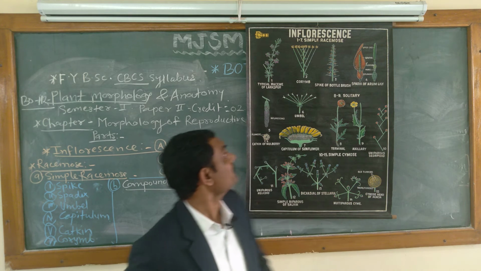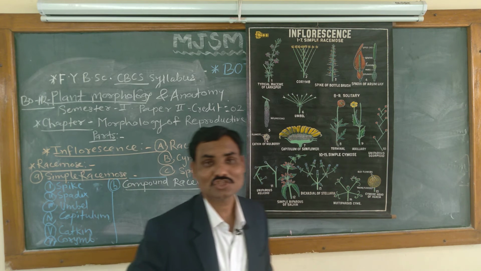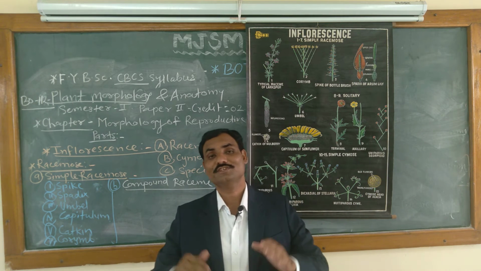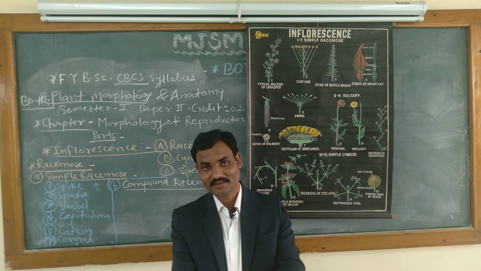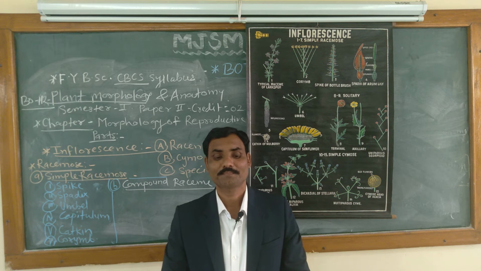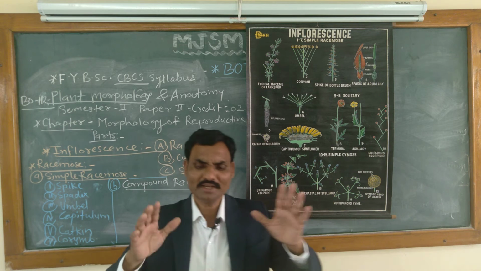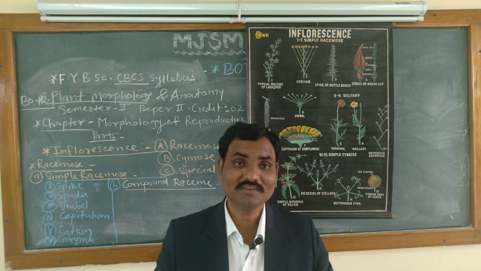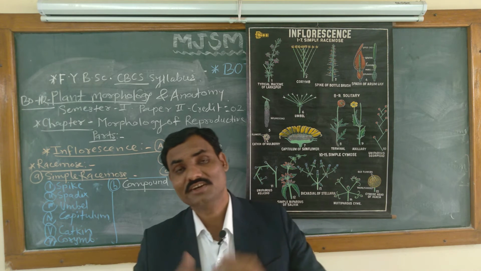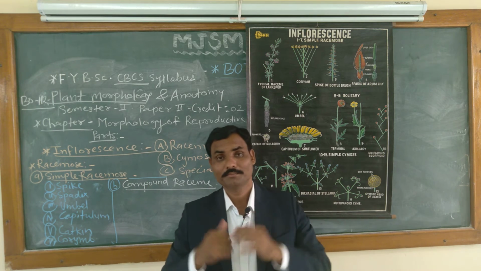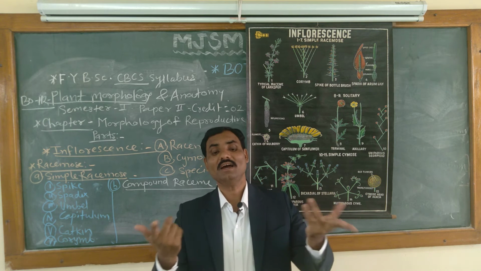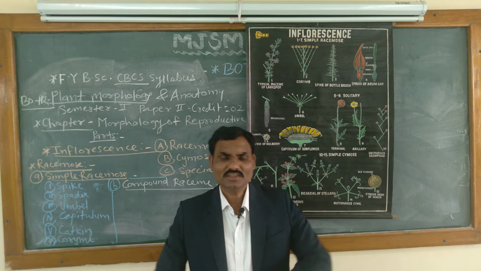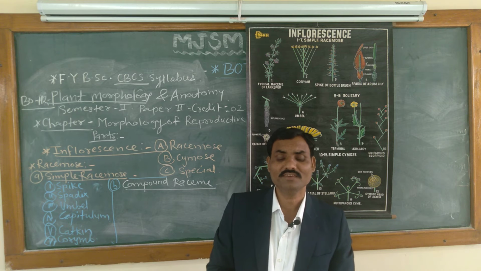Then the flowers are pedicellate. What is a pedicel? The stalk is there, and the flowers are pedicellate and arranged in acropetal succession. We have already discussed that acropetal succession. This is a very common type of inflorescence found in Brassica, mustard, which we all know, then radish, cleome, cassia, Caesalpinia pulcherrima, shankhashood. In this way, there are different examples of simple raceme.